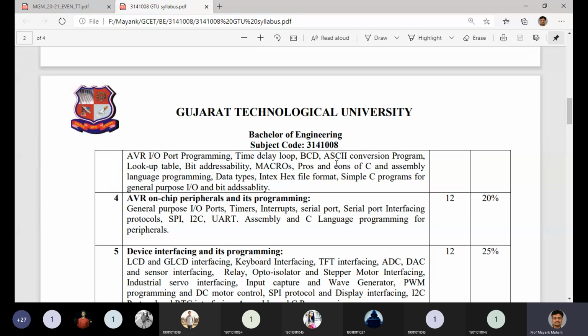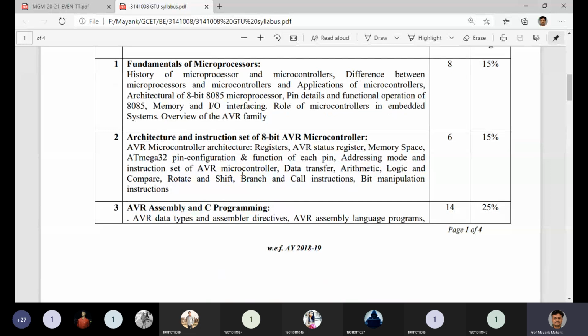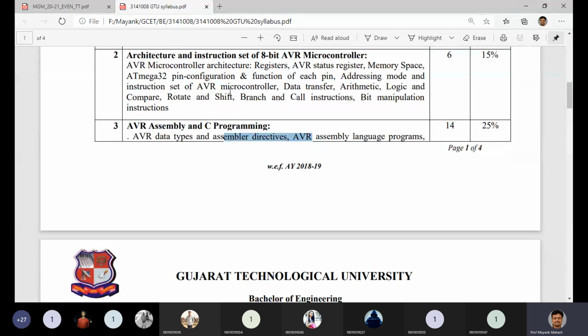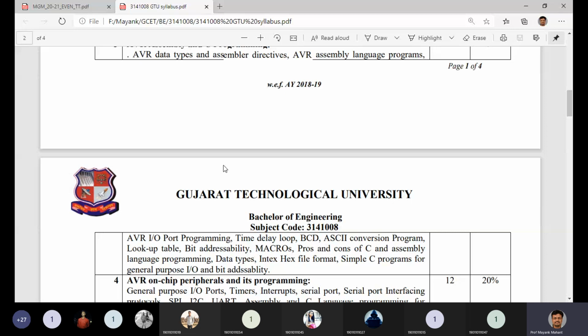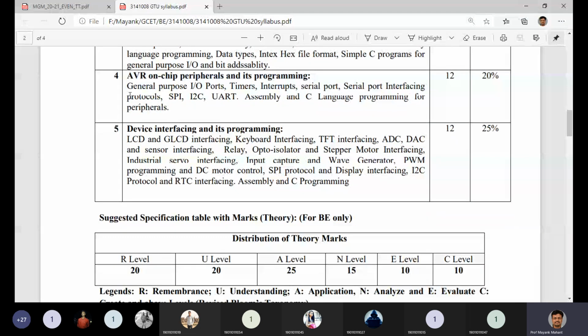But what we are going to do in the class is combine unit number 3 and unit number 4. As we discuss the instruction set, at the same time we will also discuss assembly language programming: we will look into the instructions and arrange them in sequence to form a program. We will look into the assembly and C level programming in unit number 3. Then in unit number 4, we will look into the on-chip peripherals.